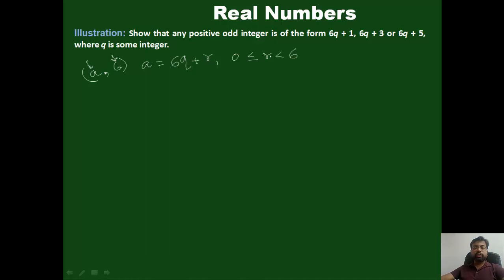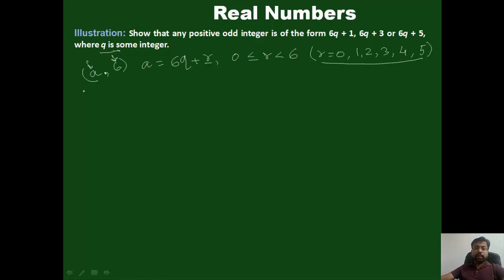The restriction on q and r is that both of them are integers, and on r the restriction is that it should lie between 0 and the number b, and the number b here is 6. So what are the possible values for r? It could be 0, 1, 2, 3, 4 or 5. Can it be equal to 6? It cannot be equal to 6. r can take only these 6 values.